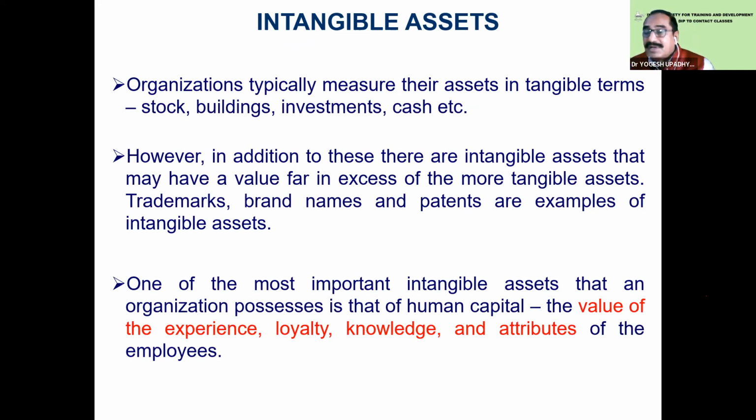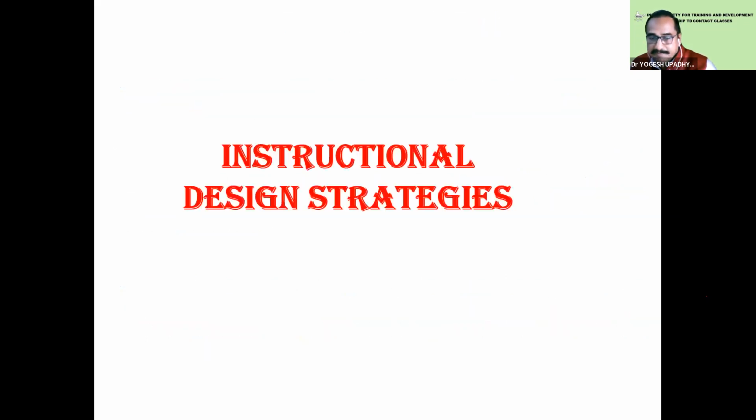So the output of training is intangible: enhancement of the intangible capability of human resource, which is the value of experience, loyalty, knowledge, and training is to be related to that. When you make that strategy, there are goals. What are the goals? Not only skills, but their experience, their loyalty should also be included.